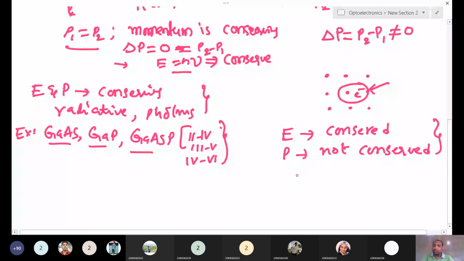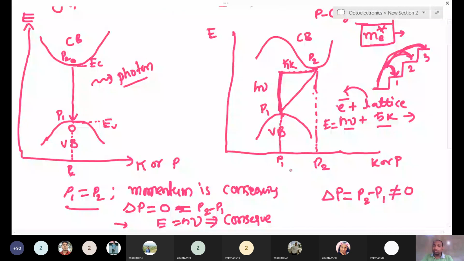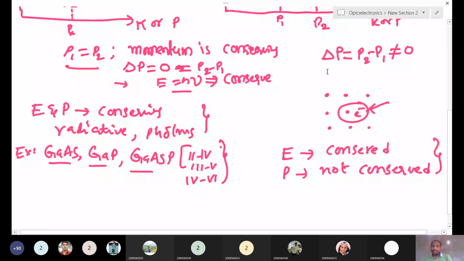So how do you determine this? Suppose you take an absorption spectrum, with absorption coefficient on one axis and energy on the other. If it is a direct band gap semiconductor, the curve will come straight. This is a direct band gap semiconductor. If the spectrum is not like this, but slanted, then it is an indirect band gap semiconductor.